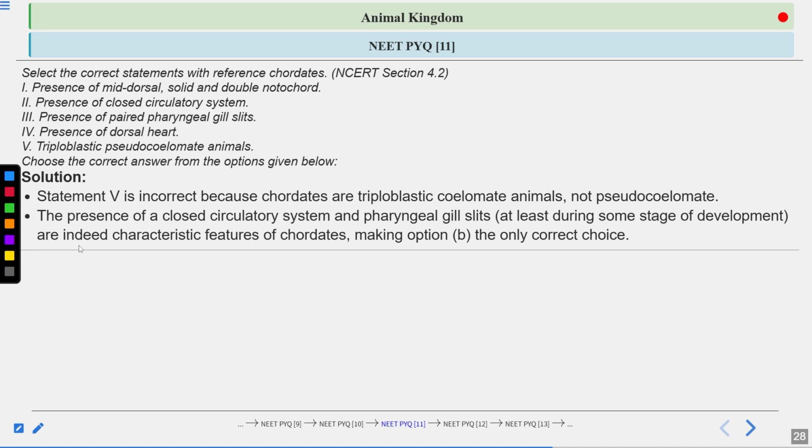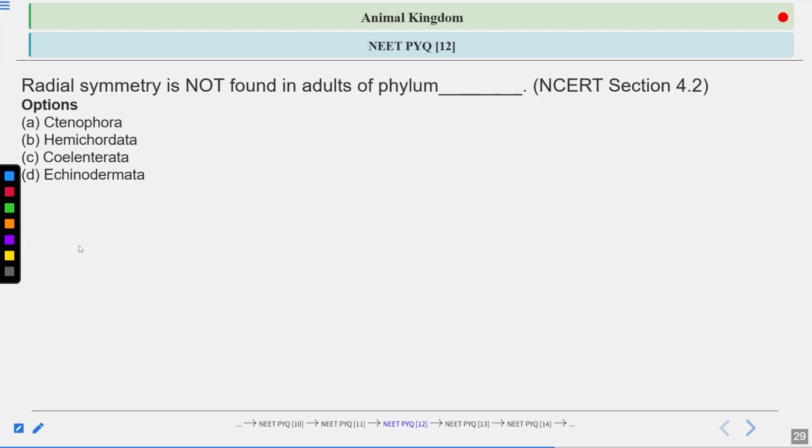The presence of a closed circulatory system and the pharyngeal gill slits, at least during some stages of development. In chordates, we do not see the pharyngeal gill slits at the adult stage, but at the embryonic stage we can see these pharyngeal gill slits. They are present there. So they are indeed a characteristic feature of the chordates, making option B the only correct choice. Let us move to the next question.